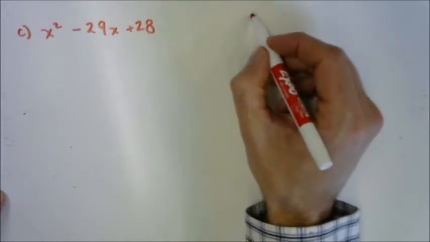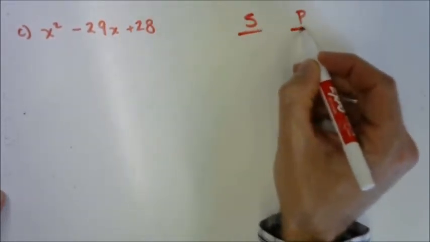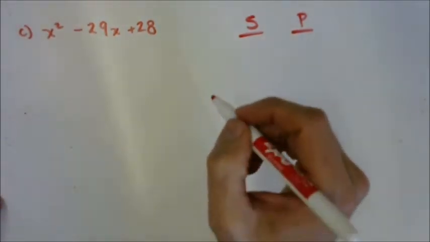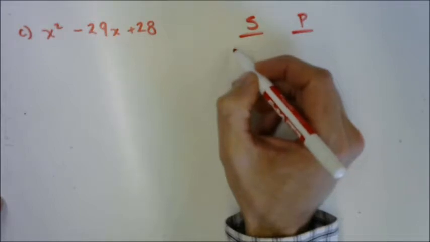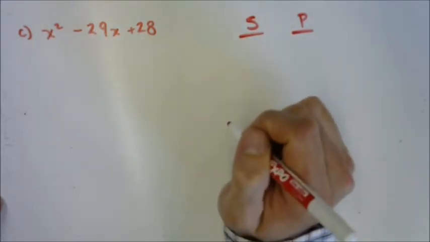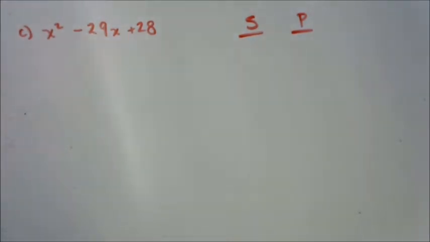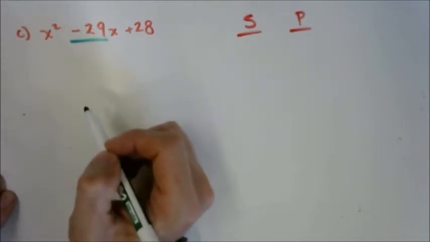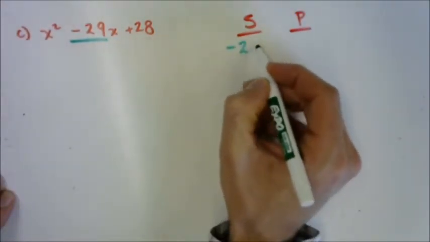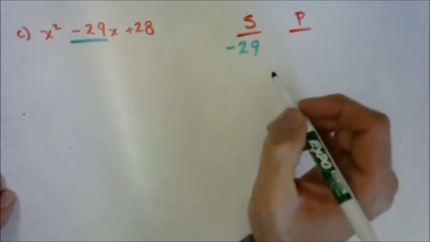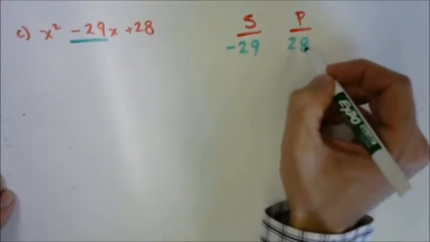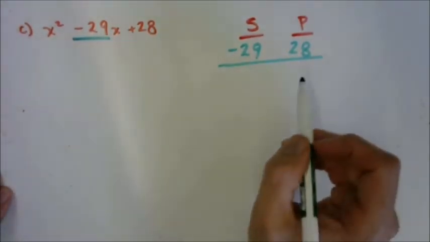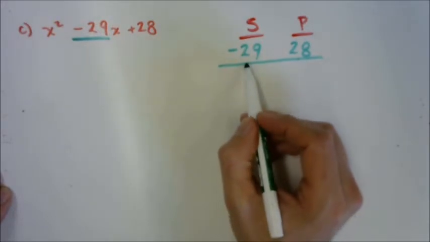Okay, let's make our chart. We've got the sum and the product, S and P. Emma, what do we have a sum of? We're going to have two numbers in our factors, and they're going to add to the coefficient of our x term. So we're going to have a sum of negative 29. Lindsay, what is our product? 28. So now we're looking for two numbers that have a product of 28 and a sum of negative 29.